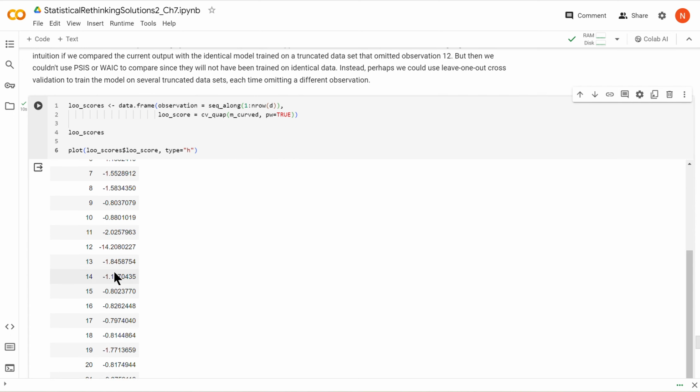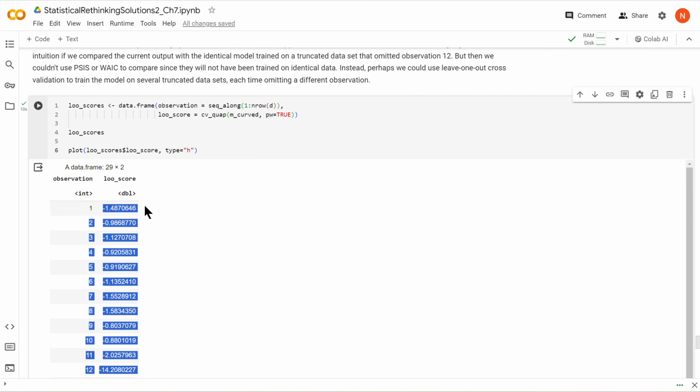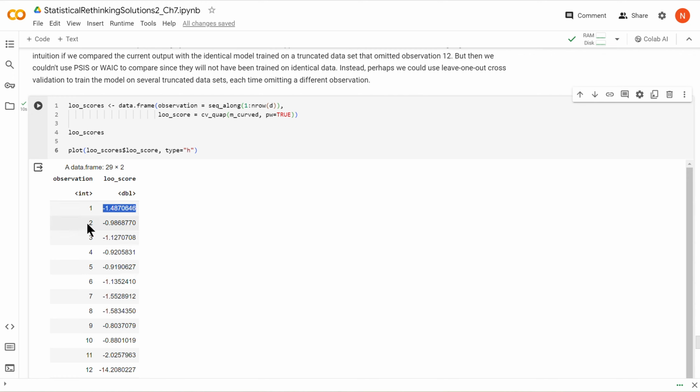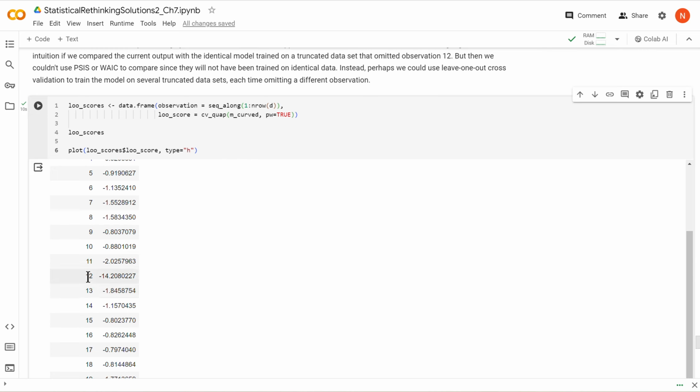So what we have here is we've created a data frame with the different observations, and for each one, the first observation is dropped. What is the error of the model? The second observation is dropped. What's the error of the model, and so on and so forth. And so now we go all the way down to number 12.